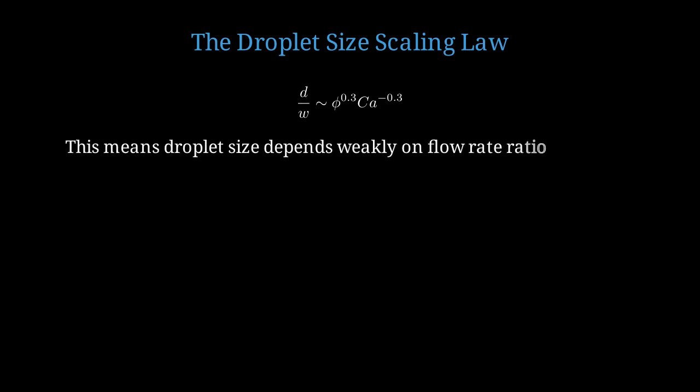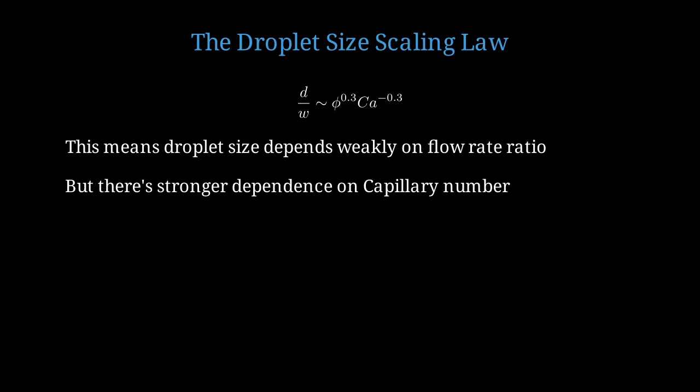Notice the exponent is only 0.3. This means droplet size depends only weakly on the flow rate ratio. You need to change phi by a factor of 10 to double the droplet size. Similarly, the capillary number has a negative 0.3 exponent. Higher flow velocity or lower interfacial tension gives smaller droplets.